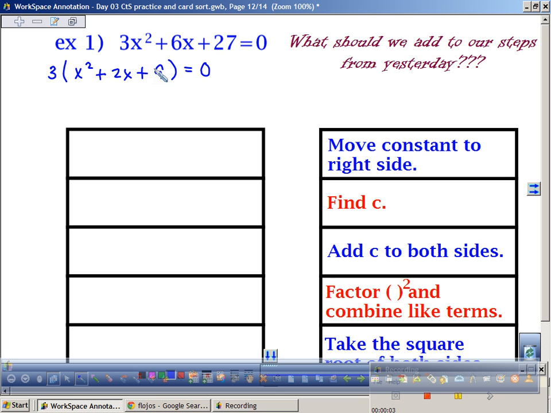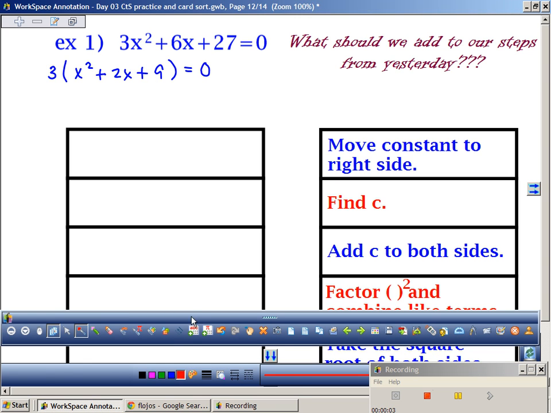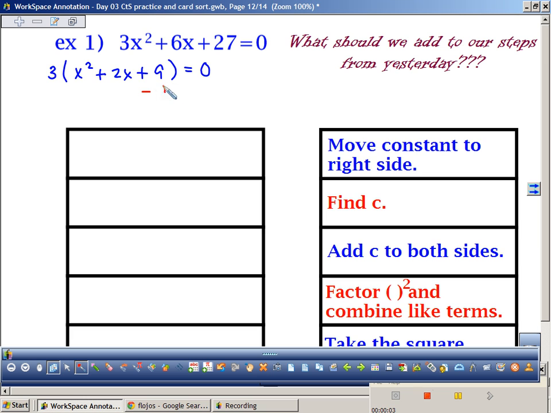So tell me, is this a perfect square already? How do we know? Okay, because b is 2, and if we divide 2 by 2, 2 divided by 2 is 1, and 1 squared is 1, right? So it doesn't match. So what's our first step over here? Move the constant to the right. How can I move that constant to the right? Good job, guys. The inverse of 9 is -9.